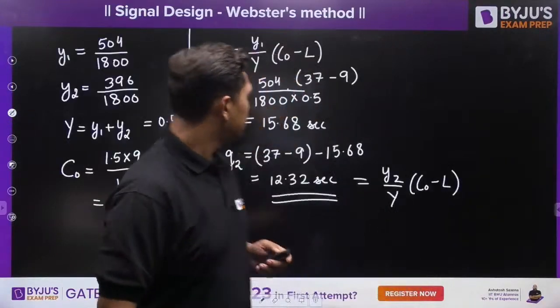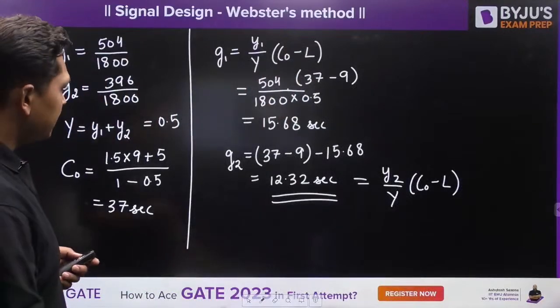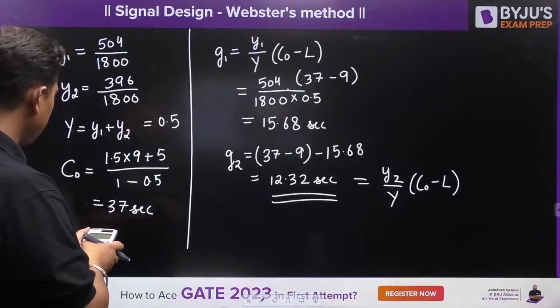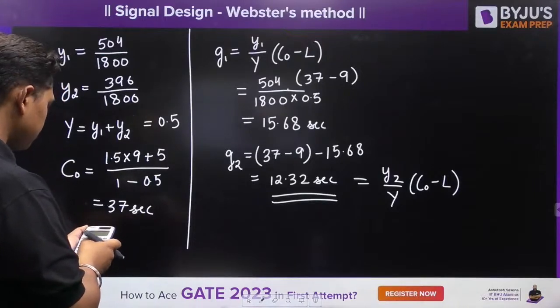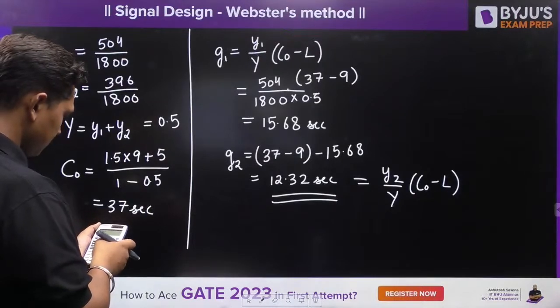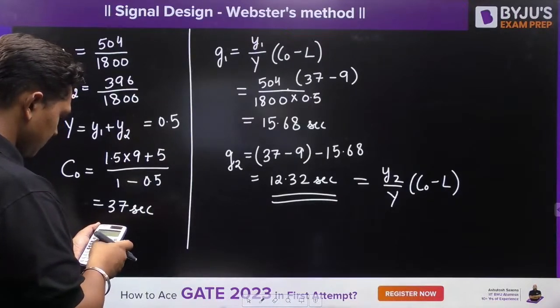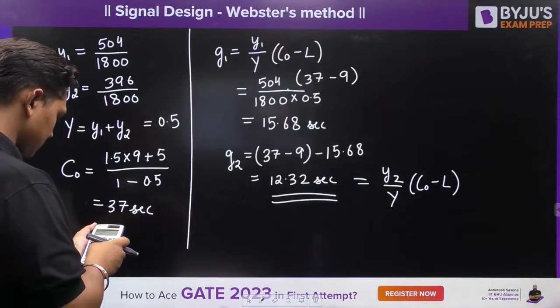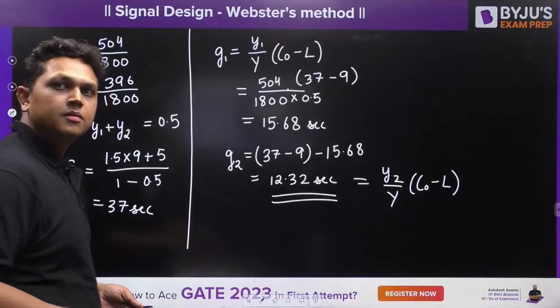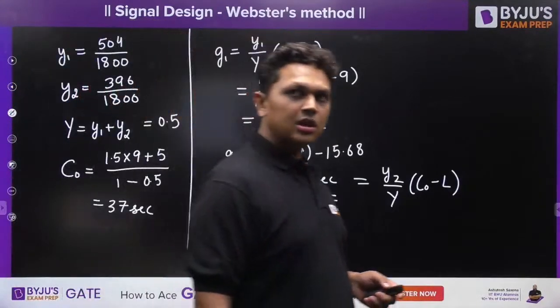No, you should get this same value only. 12.32 you should get. I'm getting 12.32 exactly. Viresh, kindly check your calculation.